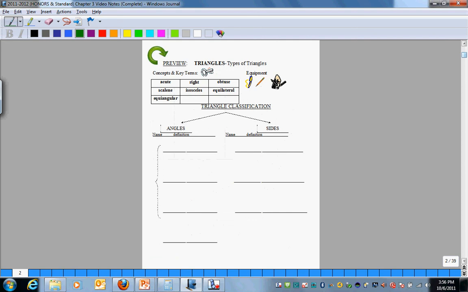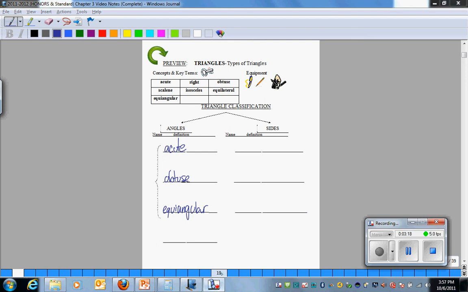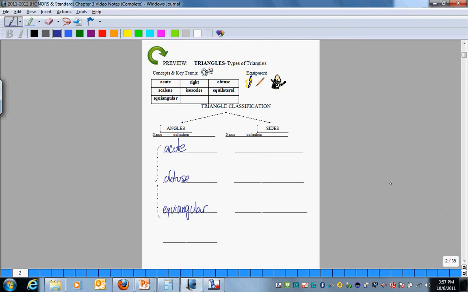Coming here to types of triangles, there are 7 basic types of triangles. We can classify triangles by both their angles and their sides. When triangles are classified by angles, we have acute, we have obtuse, and we have equiangular. And then we have a right triangle. Acute, right, and equiangular are called oblique triangles.